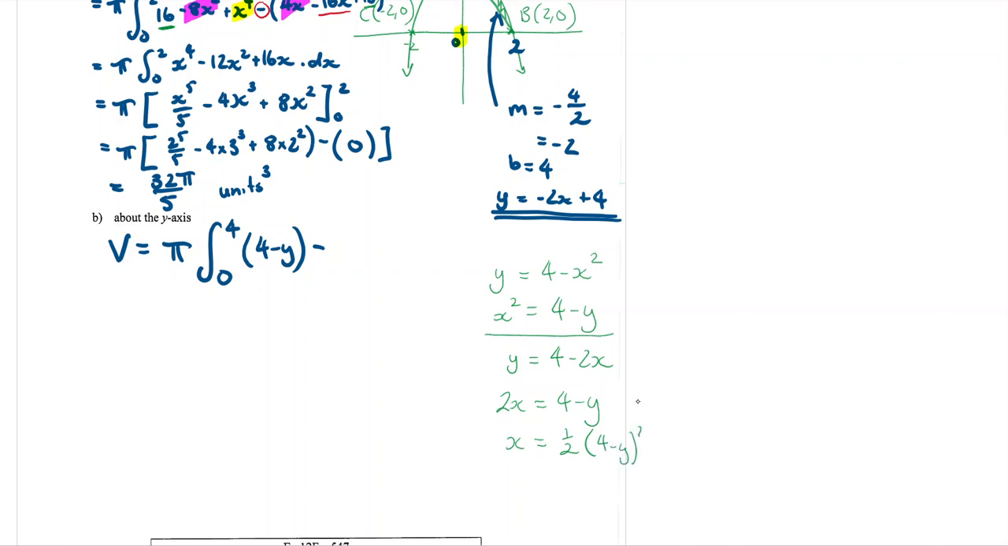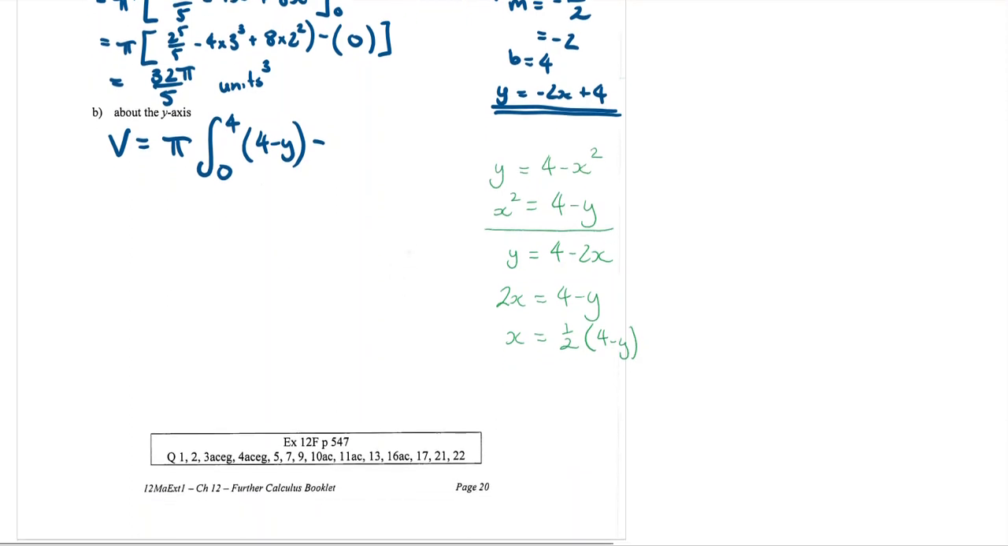And then I need to square the equation, let's do that here, so it's less working out in my integral. I'm going to square the half and get a quarter. And then I'm going to square that bracket, but I'm going to expand that out. So that would be 4 times 4 is 16. Double the middle would be negative 8y, and y times y makes a y squared. Okay, and of course we could times that quarter in.